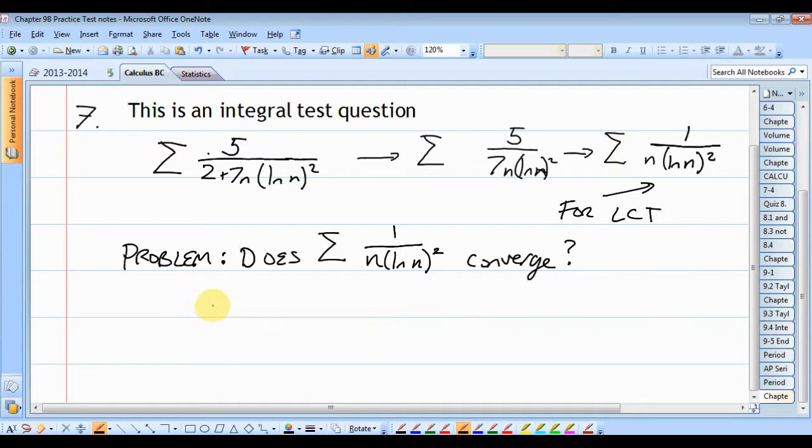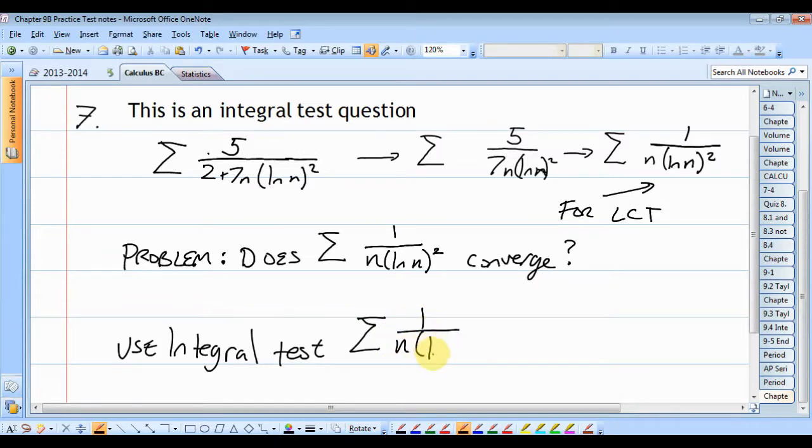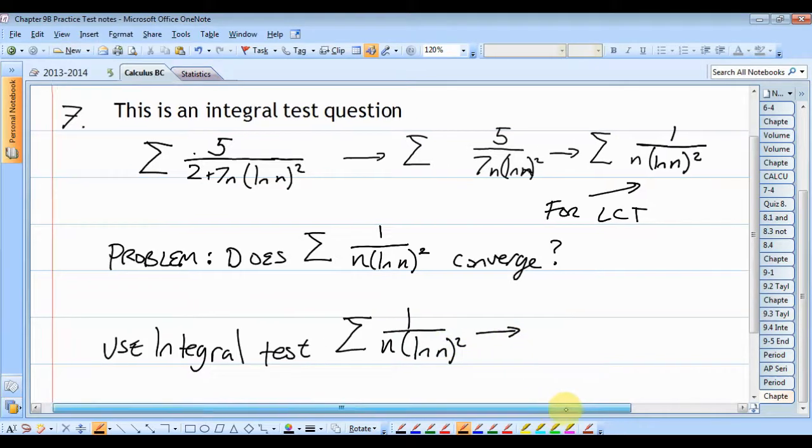And the way to answer this question, and remember what we're doing is we're doing work before we do the real work. Okay. So this is just supporting work for the LCT. We need to show that this converges, and the way to do that is with the integral test. So in other words, we're going to analyze this series indirectly by turning it into an integral.